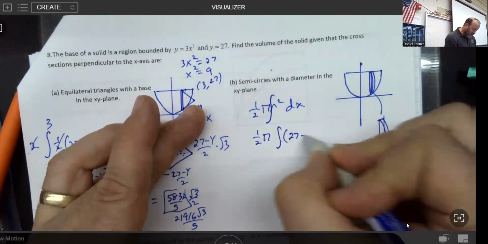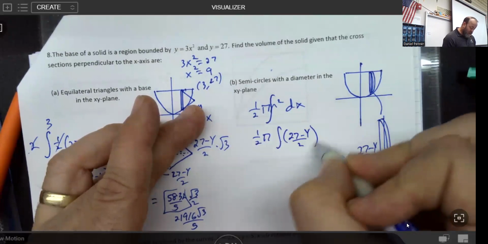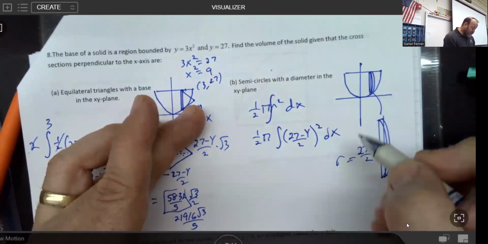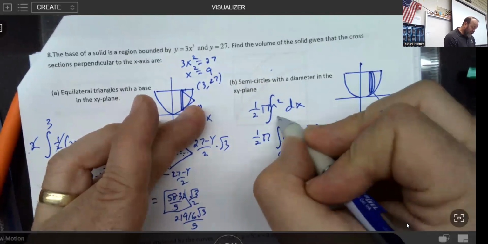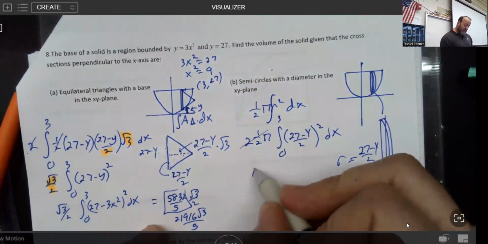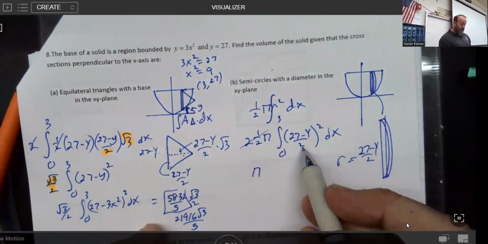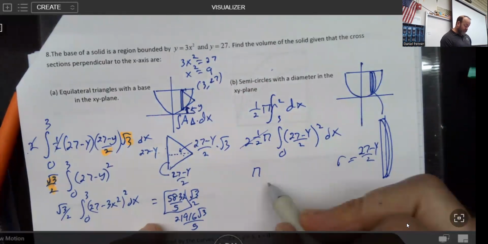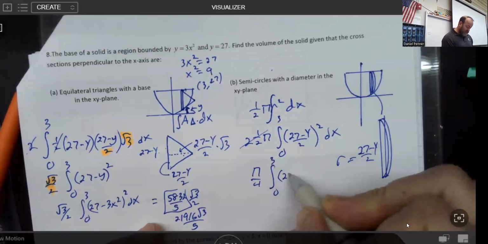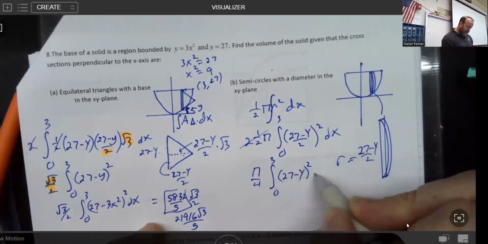27 minus y, all divided by 2. So it's 1/2 pi r squared dx. And again, we're going to go from 0 to 3, and we're going to double that, which is very convenient because these would cancel. I also noticed that 2 squared right here is a constant of 4, so I'm going to pull that in front. And you're going to notice again, we have 27 minus y squared.